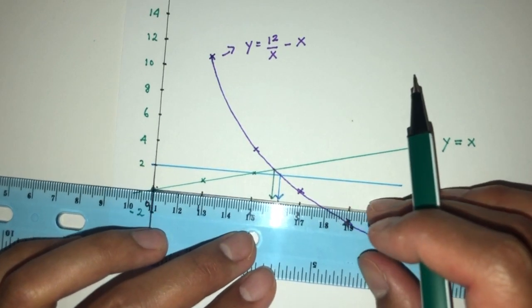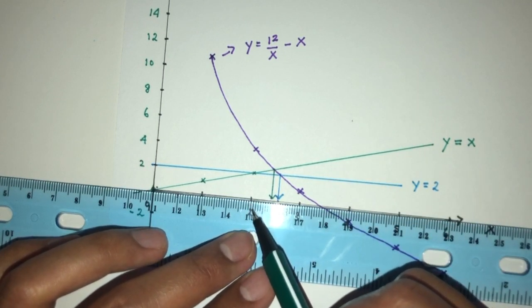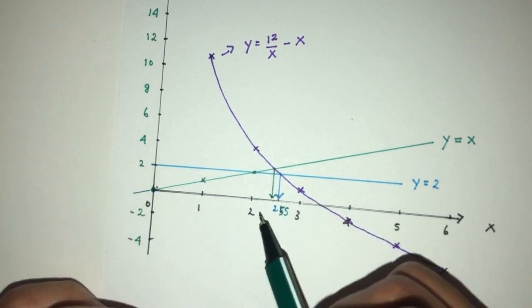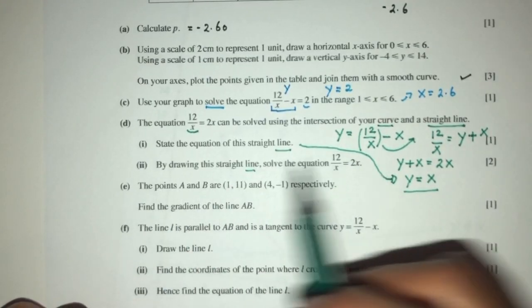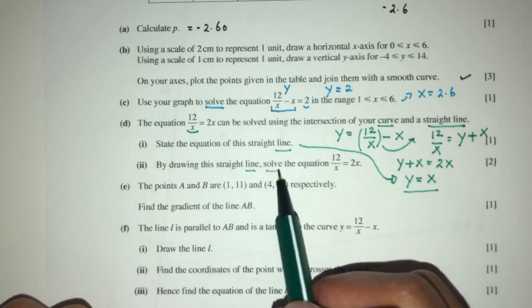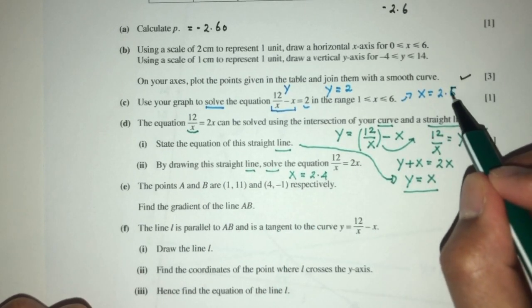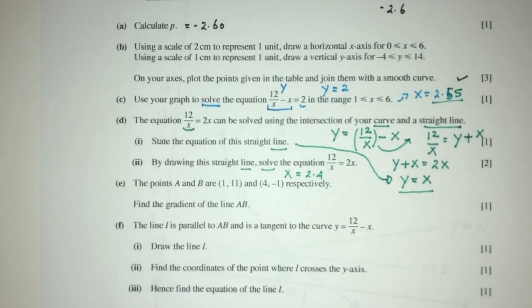How about this one? Has to be 2.3, 2.4. 2.4 will be the value here for this one. Okay, so to solve this, x will be 2.4 and this will be 2.55 if I read my scale correctly. So you have to be careful reading your scale in the actual exam.